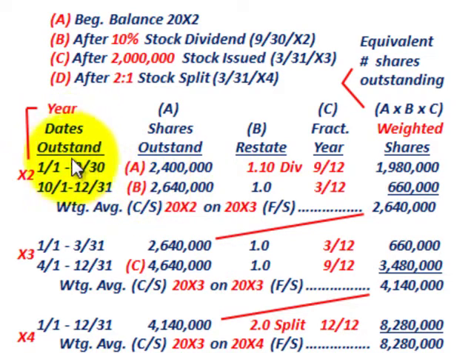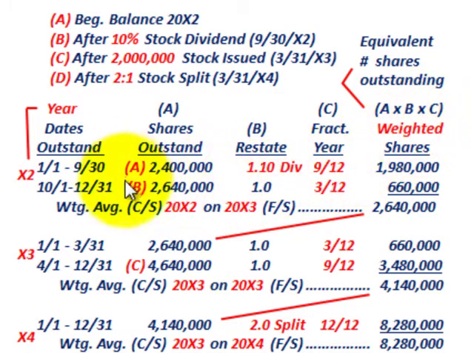So how we do that is we have to determine the dates that we have a certain number of shares outstanding. We have to determine the number of shares outstanding, and then in the case of stock dividends and stock splits, we have to restate them. We have to adjust them for those stock dividends and stock splits, and then we have to know the fraction of a year that those shares are outstanding. That's based on our dates. You take A, your shares outstanding, times B, how you restate or adjust them, times C, the fraction of the year they're outstanding, and that's going to give us our weighted shares. A times B times C.